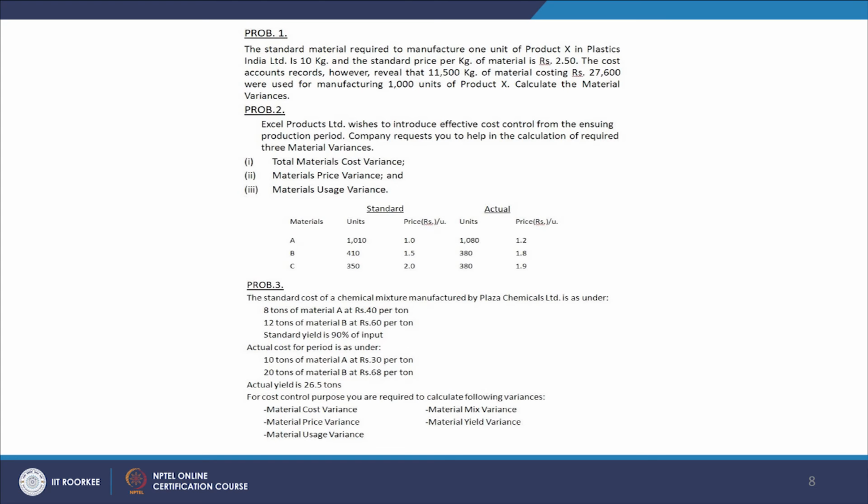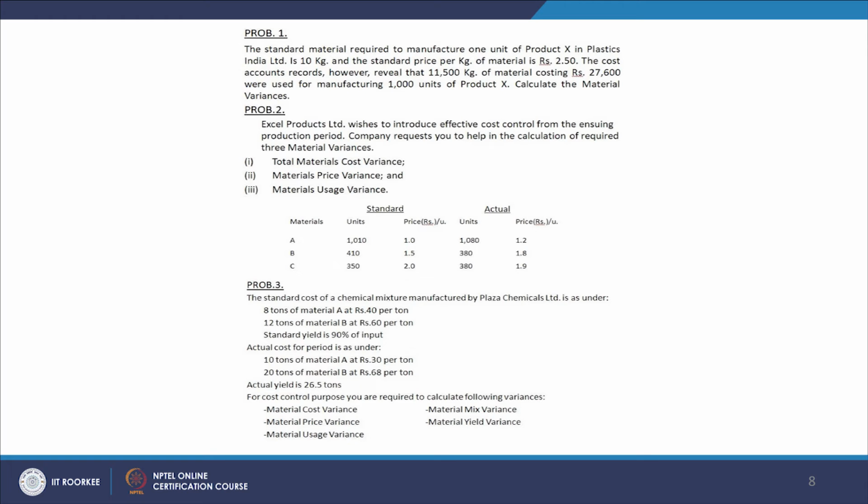The actual problem given to us here is that Excel Products Limited wishes to introduce effective cost control from the ensuing production period.